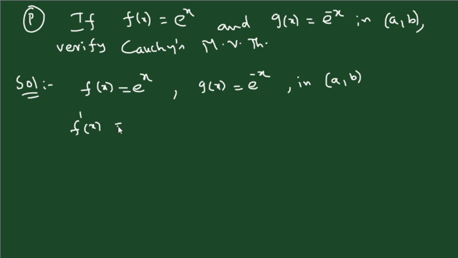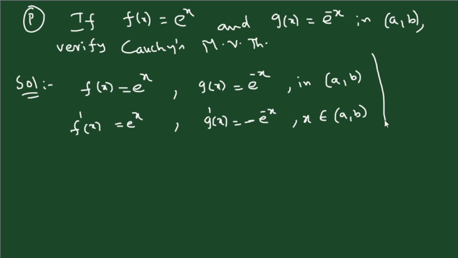f dash x is e power x and g dash x is minus e power minus x. The derivative of e power minus x is e power minus x multiplied by the inner derivative of minus x, which is minus 1. Therefore, you will get minus e power minus x, for x belonging to the open interval (a, b).